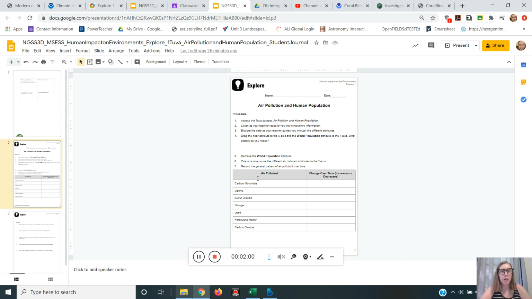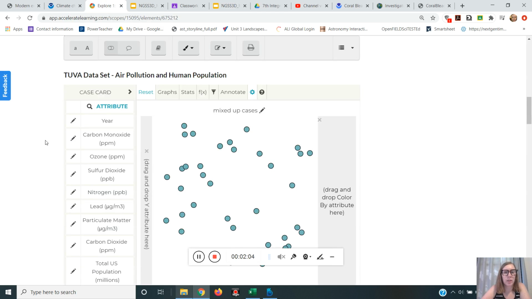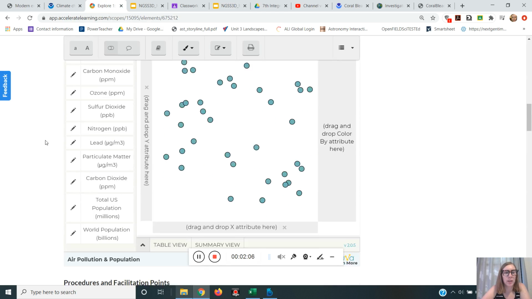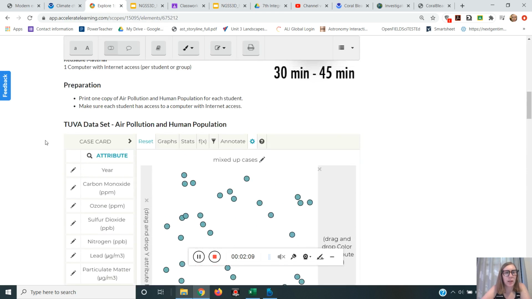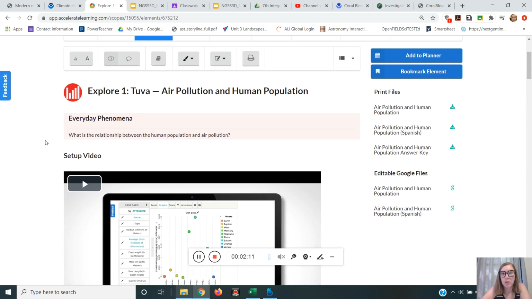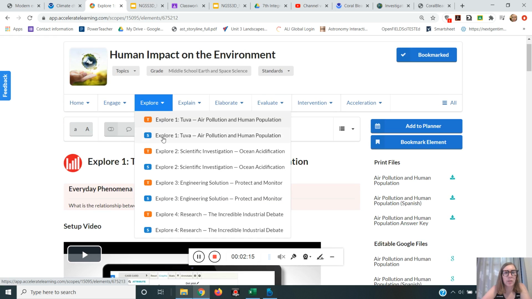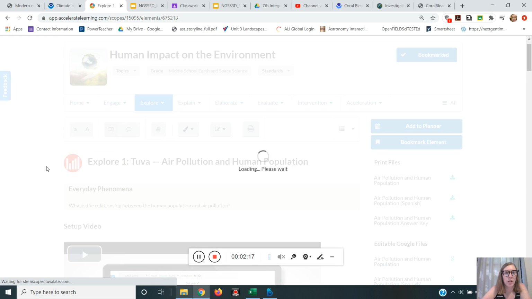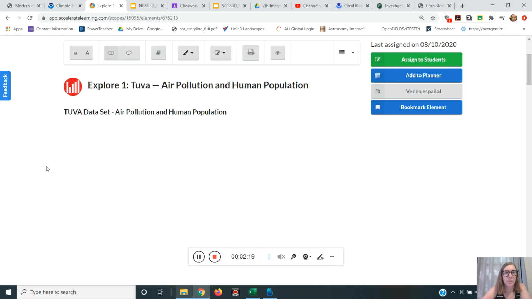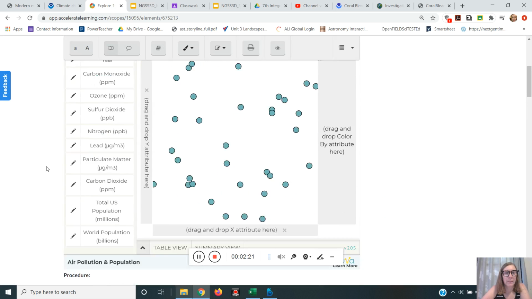Okay, so I'm already logged into STEMscopes and I have it pulled up. So I'm going to go here, and your TUVA data set is going to look like this. Okay, and we want to go over our, hang on just a second, introduction information.